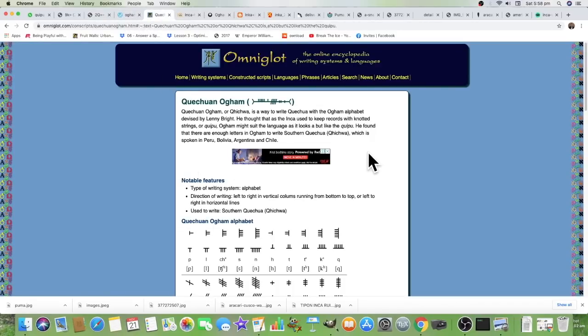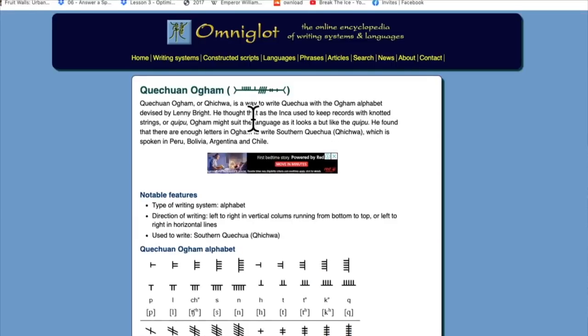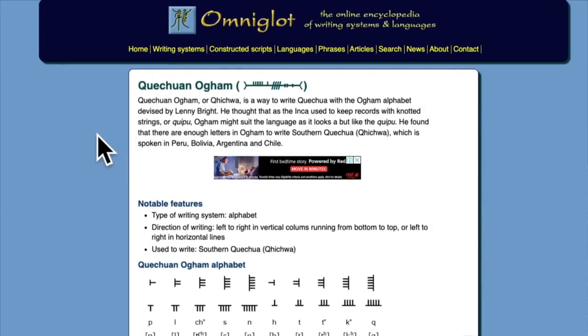And I thought I came up with that link between the Quipu and the Ogham, but I didn't. I must have read this years ago, and then years later, oh, look what I've just discovered. But actually, look at this. Quechan Ogham, or Quisha, is a way to write Quechua with the Ogham alphabet devised by Lenny Bright. He thought that as the Inca used to keep records with knotted strings or quipu, Ogham might suit the language as it looks a bit like the quipu.